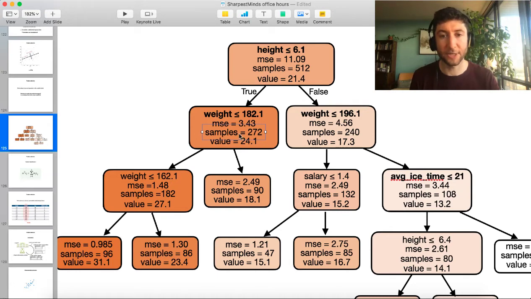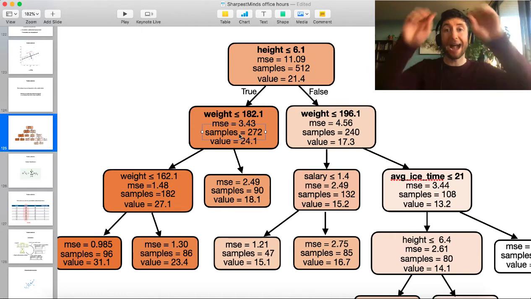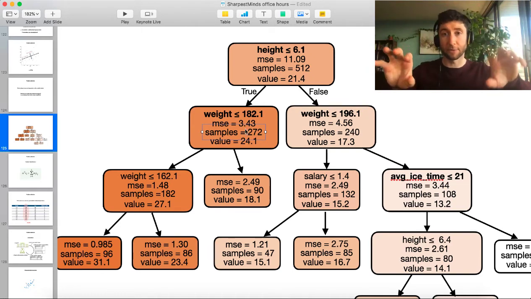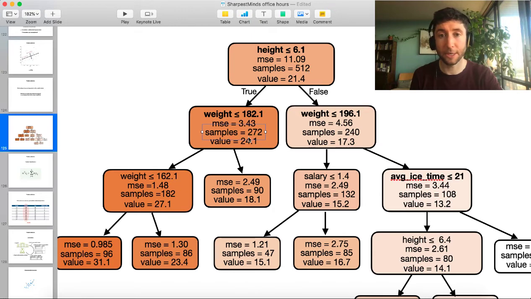Samples, again, is the number of players who end up in that bucket after the split from the previous level. So we had 512 samples initially, 512 hockey players. 272 of them end up in the left bucket, and 240 end up in the right bucket, and 272 plus 240 does equal 512. So that's a basic sanity check. Everything makes sense at a basic level here.